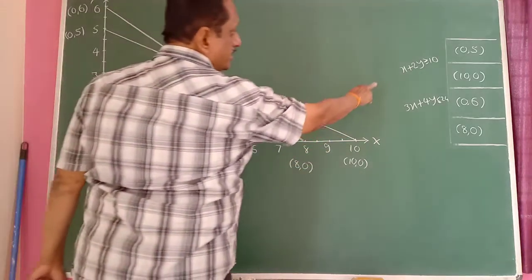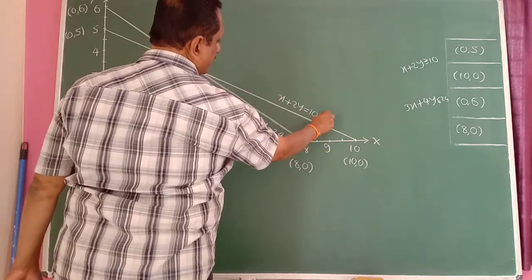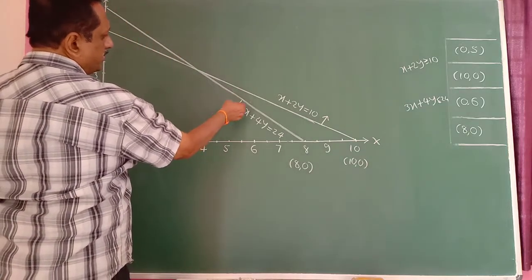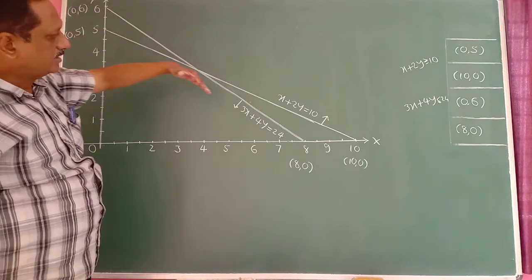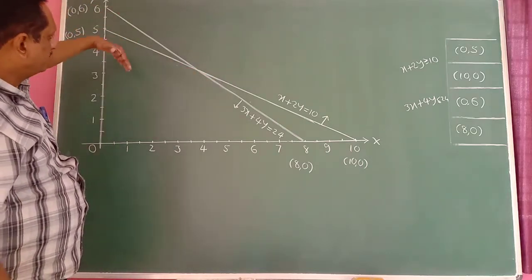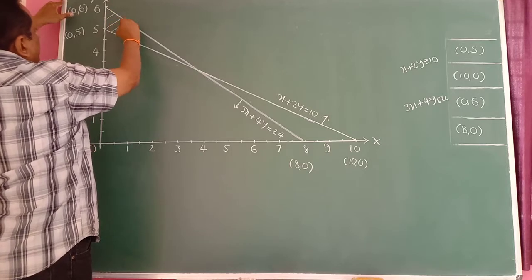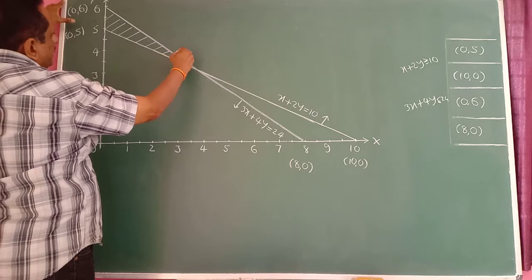Here it is a greater than type, so shading is above this line. And this is less than, so shading is below the line. Therefore, for this line the shading is above, and for this line the shading is below. Means both the shadings meet here. So this is the feasible region.